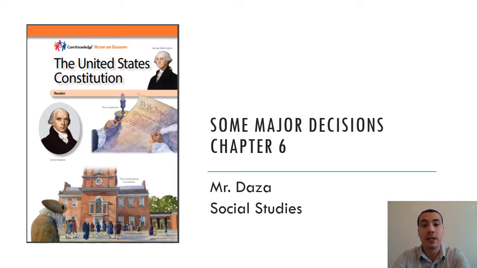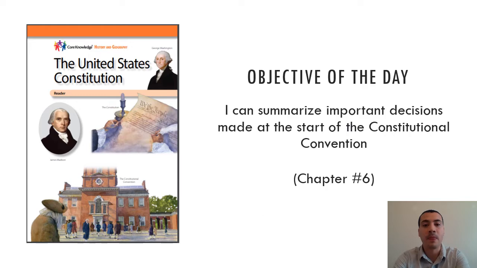Today, we're going to start with chapter number 6, Some Major Decisions. The objective of the day, scholars, is for us to summarize important decisions made at the start of the Constitutional Convention. In the next videos, lessons 7, 8, 9, and 10, we will see in more detail what happened in the Constitutional Convention. But today, we are going to focus on actions that happened at the beginning. So let's start.